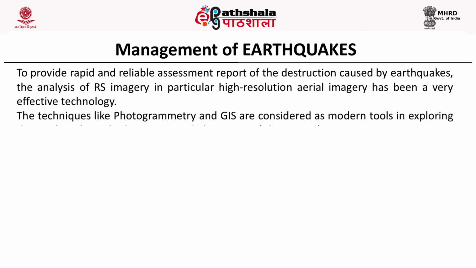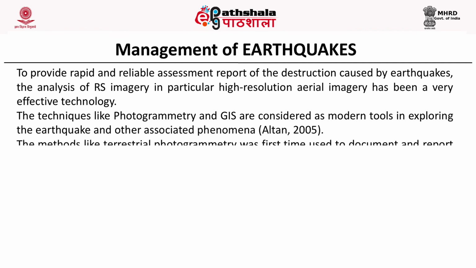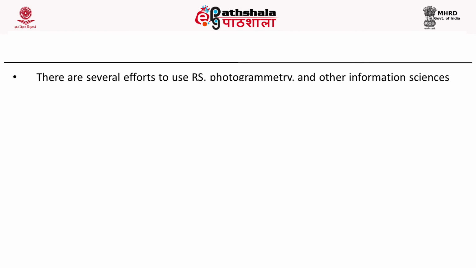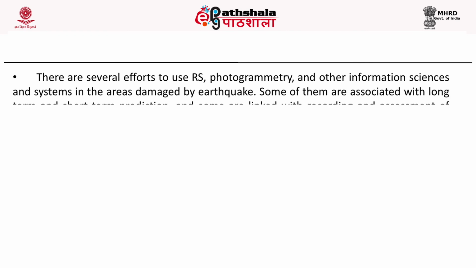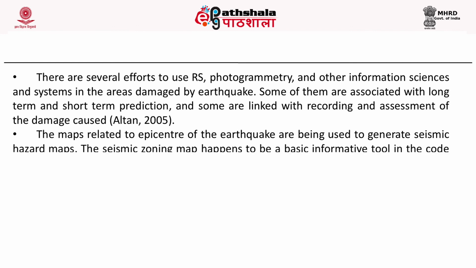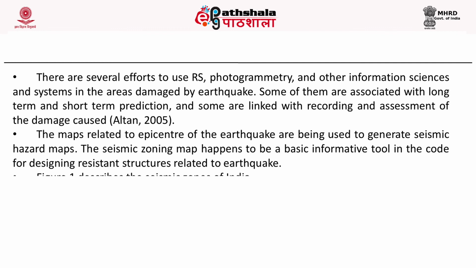To provide rapid and reliable assessment report of the destruction that is caused by earthquakes, the analysis of remote sensing images, in particular the high resolution aerial imagery, has been a very effective technology. Further, techniques like photogrammetry and GIS are considered helpful in exploring the earthquakes and other associated phenomena. Methods like terrestrial photogrammetry were first used to document and report the earthquake damages caused in Italy. So, currently there are several efforts to use remote sensing, photogrammetry and other information sciences and systems in the areas that are damaged by earthquakes. Some of them are associated with long term and short term prediction, and some are linked with recording and assessment of the damage that has been caused.